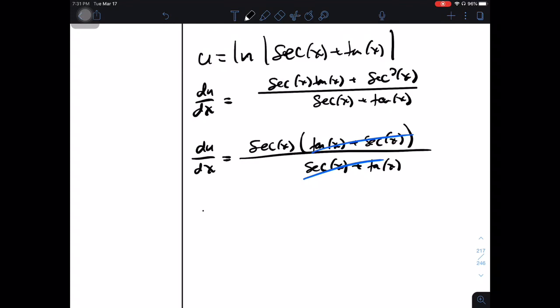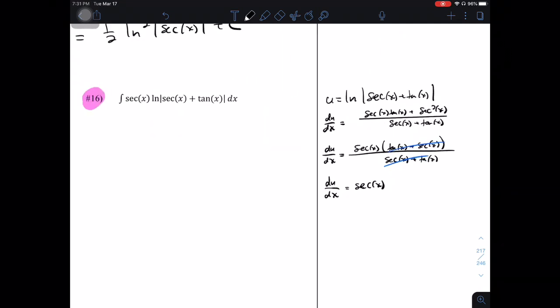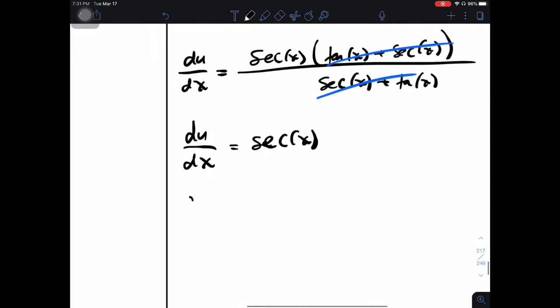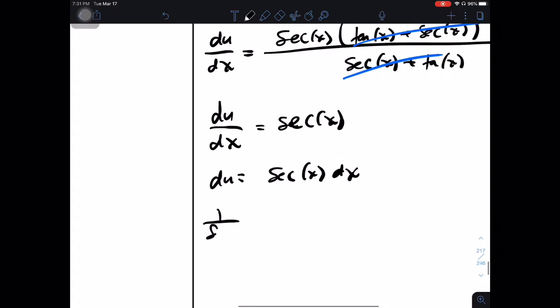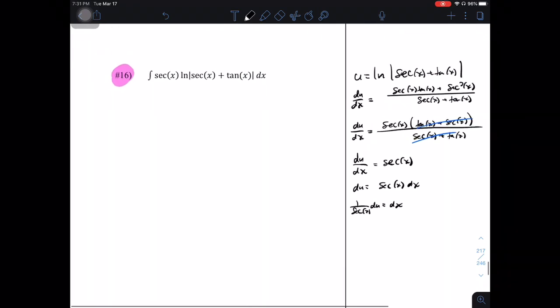conveniently, what we set equal to u, the derivative, was the rest of what we were taking the integral of. So this is going to work. So that makes du equal to secant of x dx. So 1 over secant of x du is equal to dx. That's all my side work.